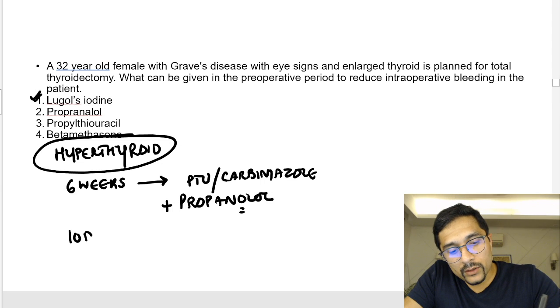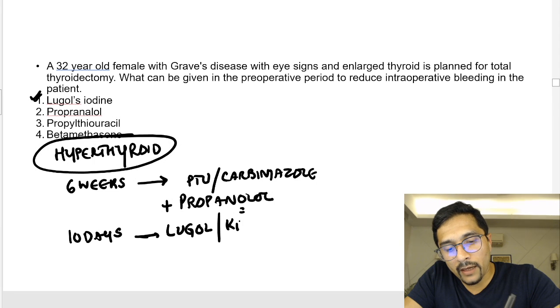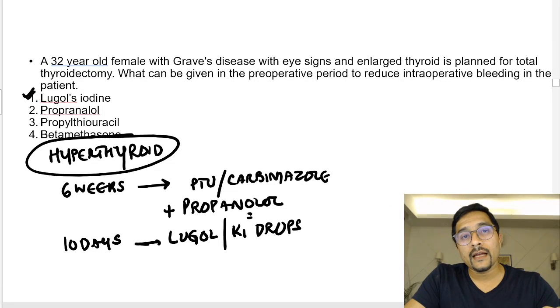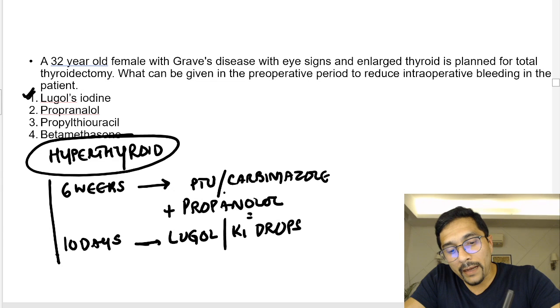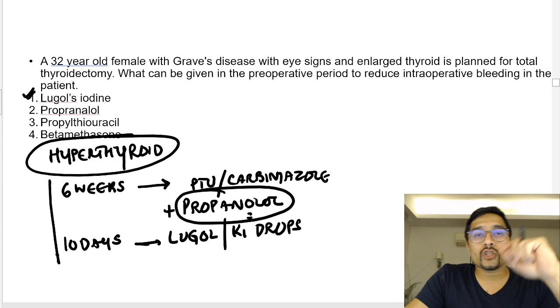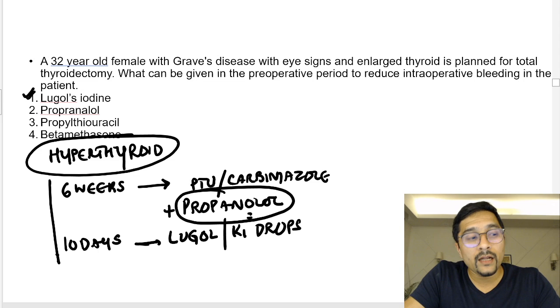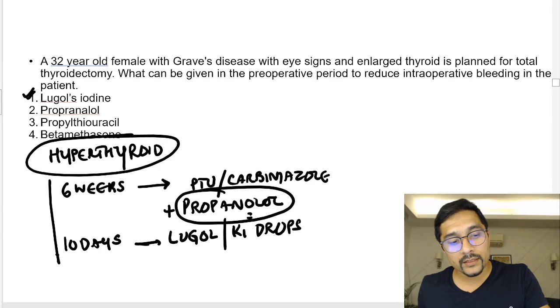10 days prior to surgery, we can give them Lugol's iodine or potassium iodide drops, and these basically help in reducing the vascularity, and they shrink the gland and they make the surgery easy for us. Propranolol, that is beta blockers, should be continued for at least 7 days after surgery as well, to take care of the circulating hormone which is there in the bloodstream.